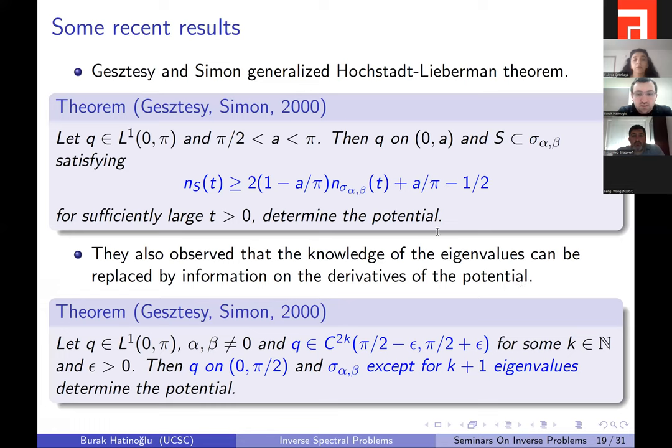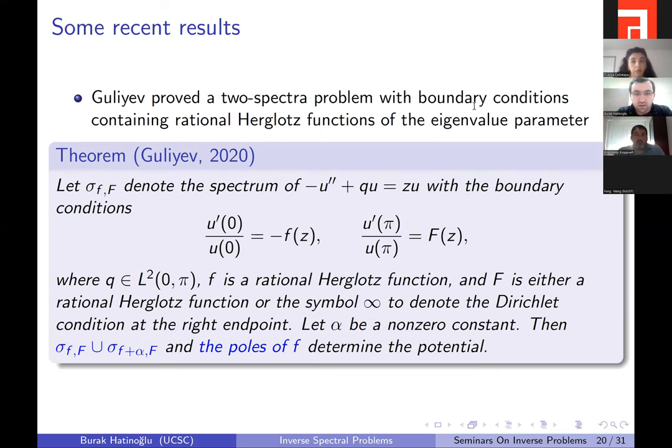And very recently, Guliyev proved a two-spectra problem, a Borg-Levinson type problem, where the boundary conditions depend on the eigenparameter.